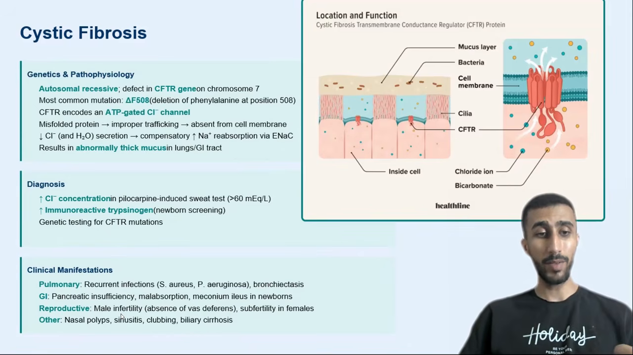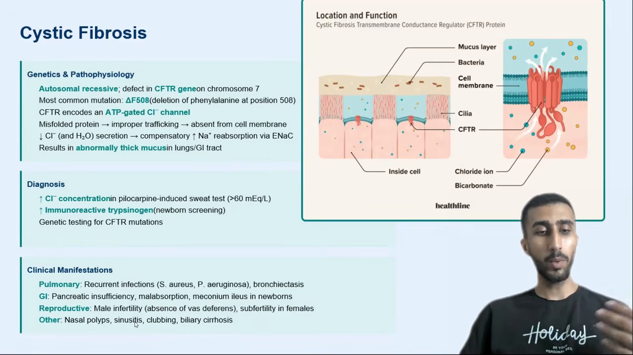Next are reproductive effects, which are different between male and female. For the females, it's the same pathophysiology. There is thick cervical mucus, so it is going to hinder the sperm. So these females will have subfertility. The males have another pathophysiology, which is absence of the vas deferens, so consequently they will have total infertility. So there is absence of the vas deferens in males versus subfertility due to thick cervical mucus in females.